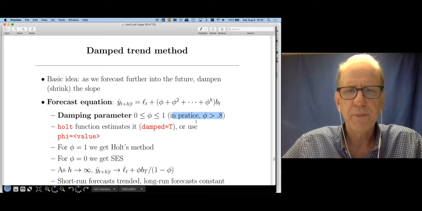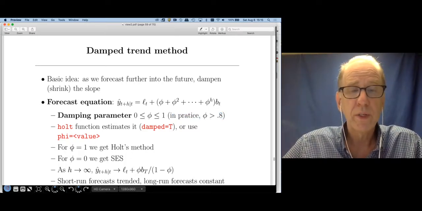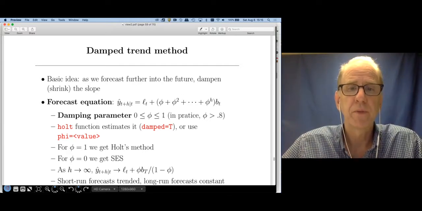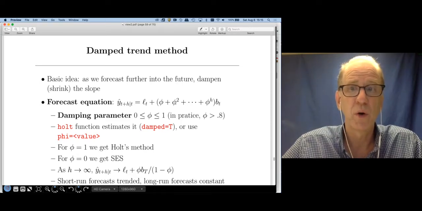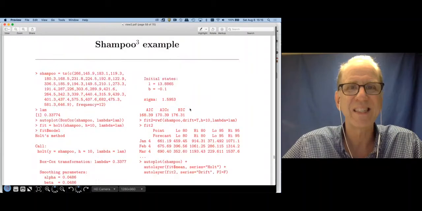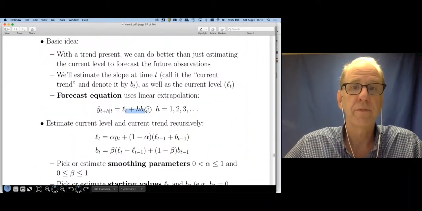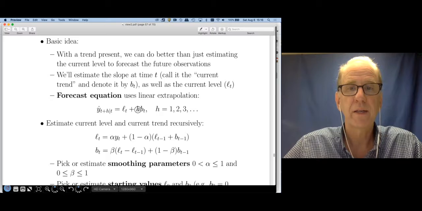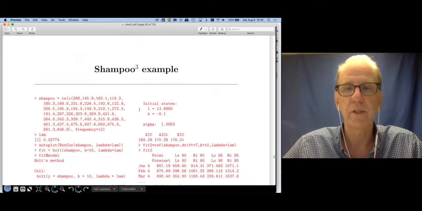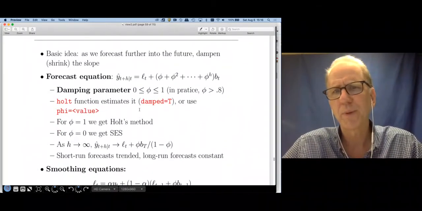A couple interesting special cases of this are, whenever we set phi equal to 1, then I'm just back to basic Holt's method. So let's just think about why that is. If I have 1 plus, well, 1 squared is 1, plus 1 cubed, which is 1, all the way to 1 to the h is 1, I would just have h copies of 1, which is h. And so it would be L_t plus h times b_t, and that's exactly what I have here. So that complicated geometric series would reduce to just h. So that's one interesting special case.